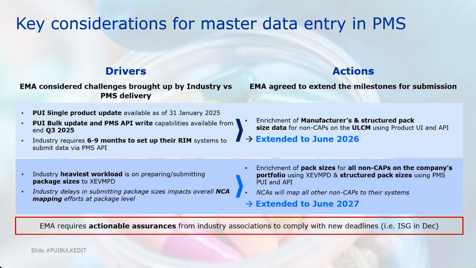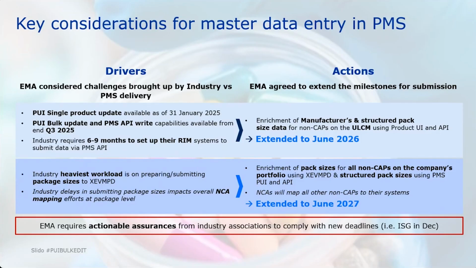So we understand that the single update that was released in January 2025 might not be the best functionality for those companies who have a large portfolio, to submit a large volume of information in one submission. Unfortunately, we couldn't release the bulk update before September. We have also recognized that the bulk update will facilitate your life much. Similarly, with the use of the PMS API, this really depends on your internal organization. We also know that industry in general may require from 6 to 9 months to set up, adjust, and even contact your vendors and developers to prepare the data and your system to connect with the PMS API, in addition to the use of the PUI.